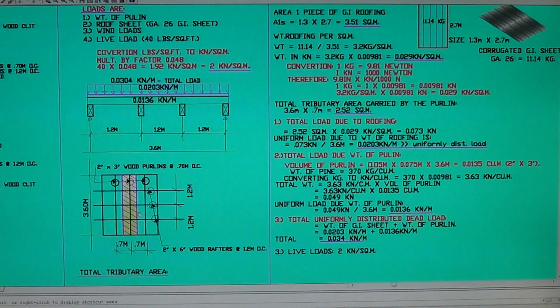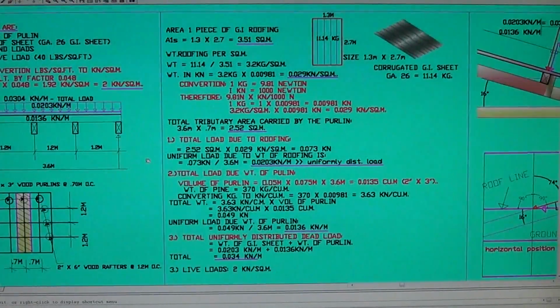Half of this distance between, which is 0.7, and half of this. To solve for the tributary area, you add these two halves. For sure it's 0.7, and then multiply it by the length. That is the total tributary area carried by the purlin, and that is where the load is calculated, through the tributary area of the purlin.